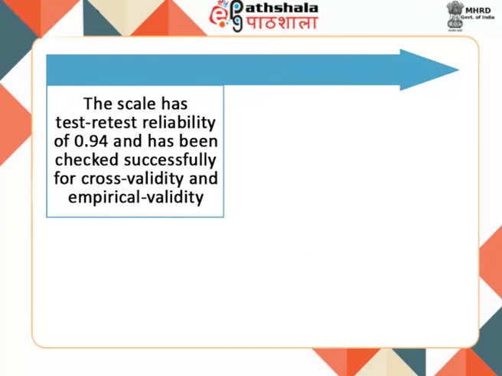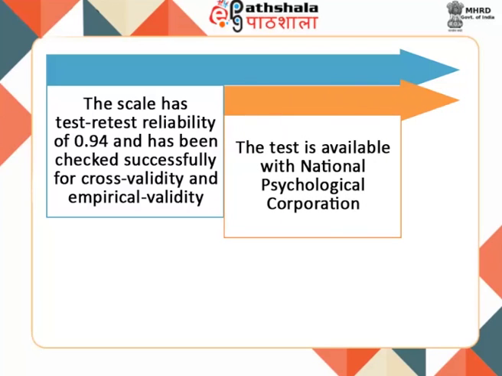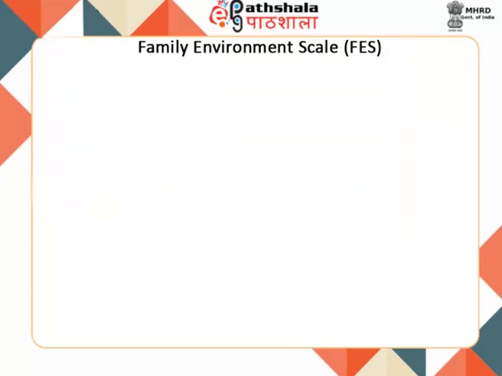The scale has test retest reliability of 0.94 and has been checked successfully for cross validity and empirical validity. The overall cross validity stands at 0.81. The test is available with National Psychological Corporation, 4/230 Kacheri Ghat, Agra 282004, UP, India.